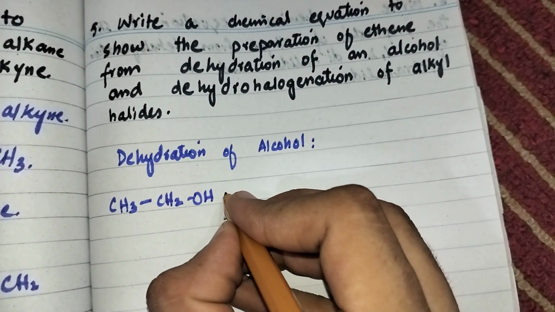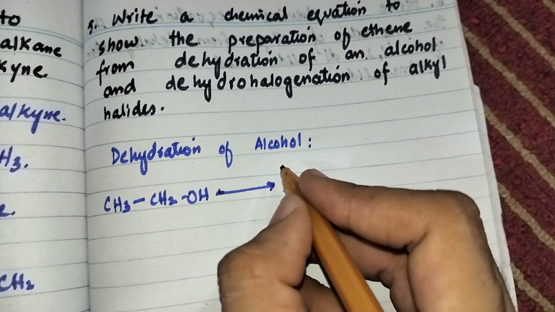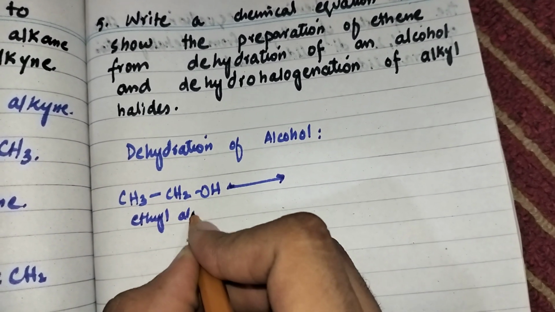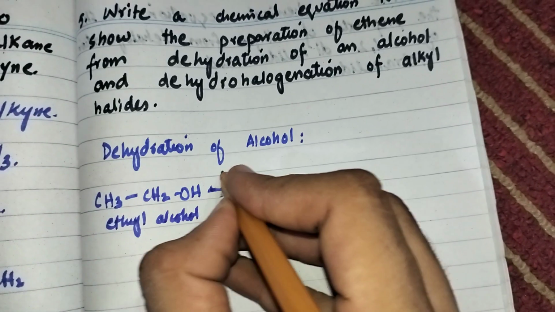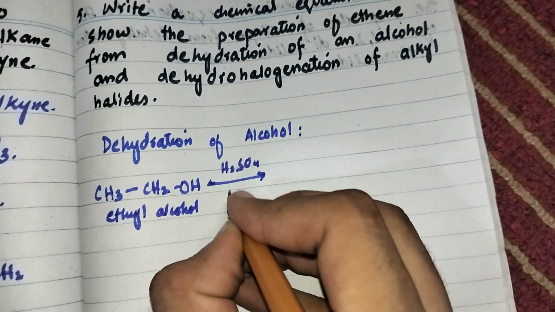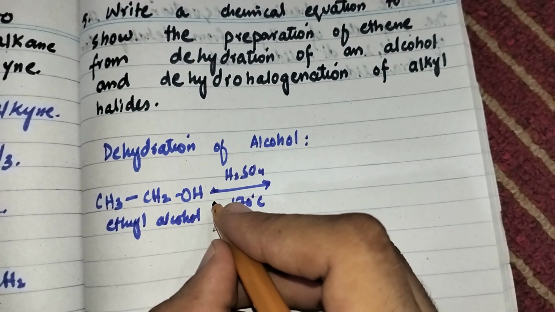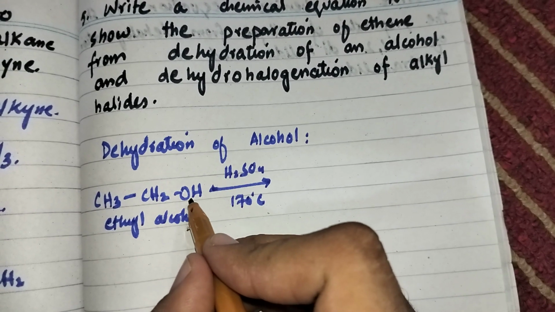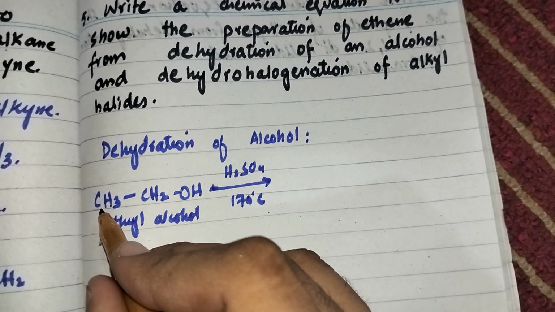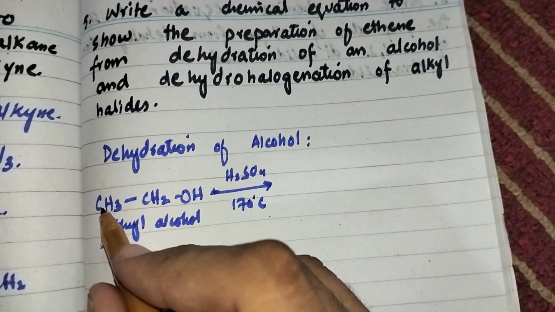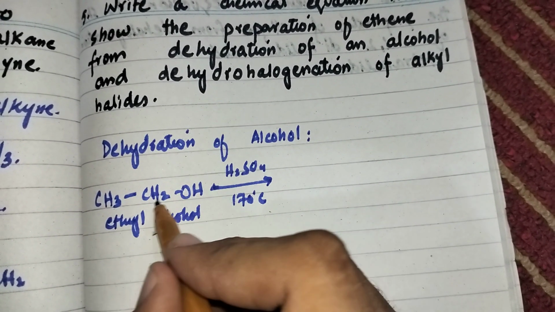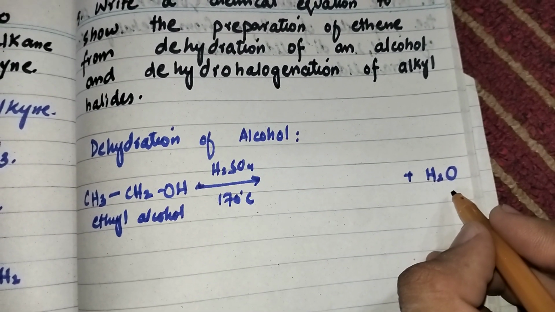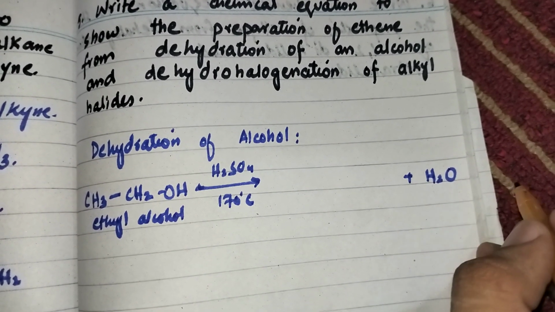So ethyl alcohol, when reacted in the presence of H2SO4 at 170 degrees centigrade, removes a water molecule. And how does it remove the water molecule? It removes the OH group from this carbon and one hydrogen from this carbon. So H from this carbon and OH from this carbon. H and OH make H2O. So the water molecule is removed.